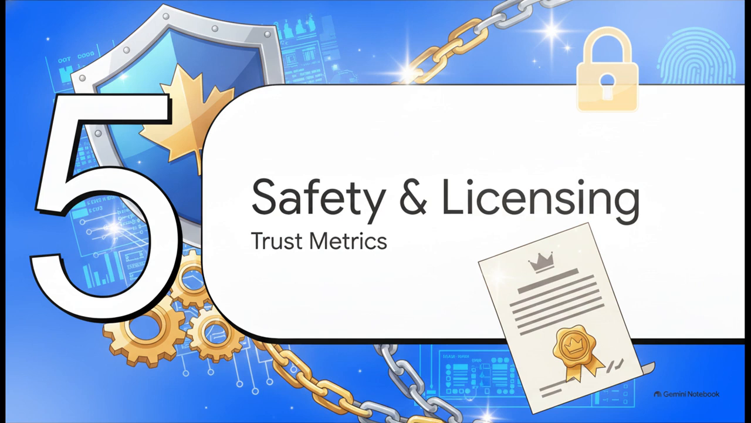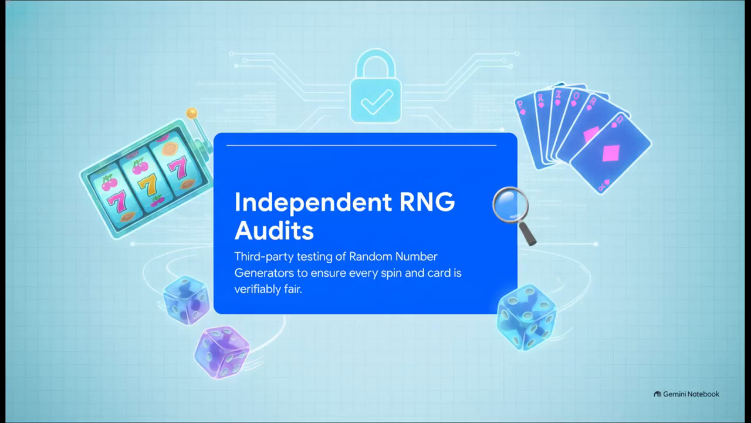Moving into our final piece, Section 5, Safety, Licensing, and Support. Let's analyze the trust metrics. So how do they actually guarantee you aren't getting cheated? Well, they rely on independent RNG audits. RNG just stands for random number generator.